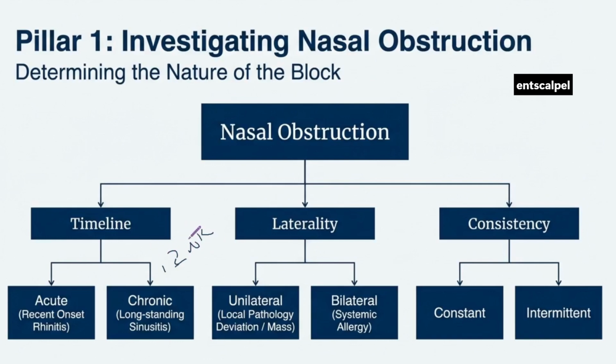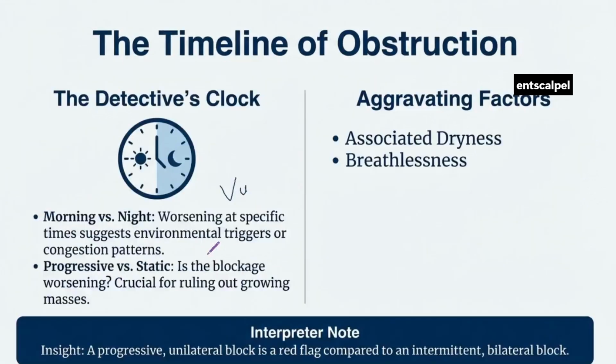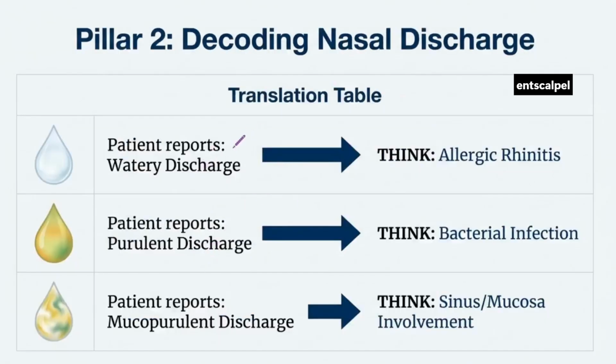Now, speaking of things that show a battle is going on, we have to talk about the fluids. The discharge. The source material calls this the visceral evidence. It really is. It's the body's way of fleshing out the crime scene. And the training guide is very specific. You don't just ask, is your nose running? You have to ask, what does it look like? Okay, so we've got 3 main categories here: watery, purulent, and mucopurulent.